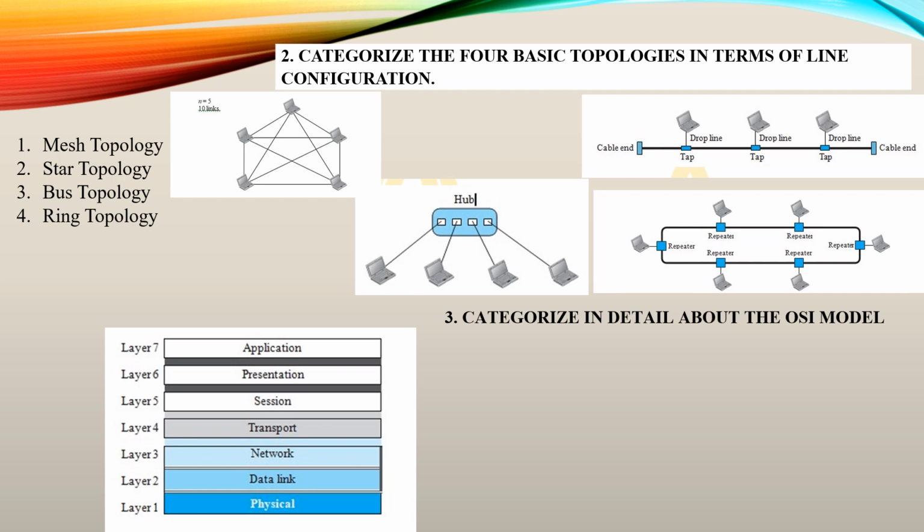Third question, categorize in detail about the OSI model. In the last video, we have seen about the TCP IP layer, right? With 5 layers. Here you have 7 layers because it is the OSI model: physical, data link layer, network, transport, session, presentation and application layer. These are the 7 layers where the physical layer is the lowermost layer and the application is the uppermost layer. You have to draw this diagram and explain what each layer is responsible for. What is the physical layer, what is the data link layer, what happens in the network layer. Each has to be described in detail.